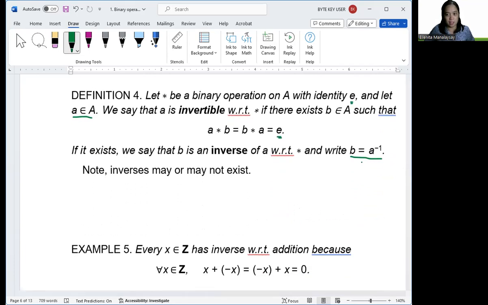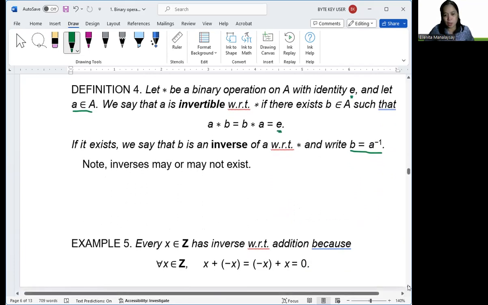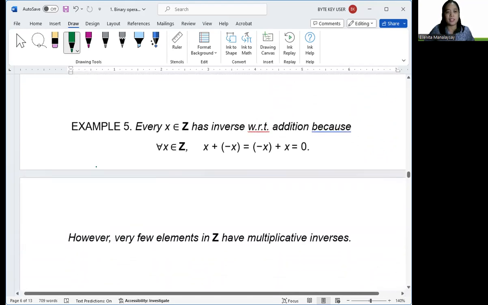So if it exists, then we can find it. Say, for example, I have here a set of examples. Example 5: every x in Z, or every integer, has an inverse with respect to addition, because for any integer x, x plus its negative, which is equal to negative x plus x, is equal to 0, the identity element of the integers under addition.